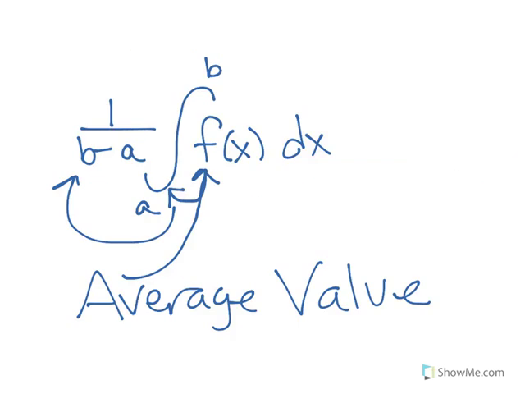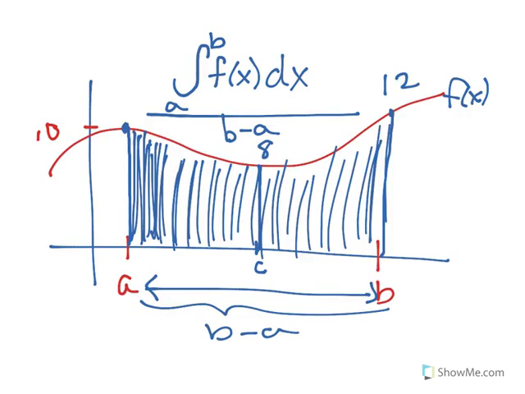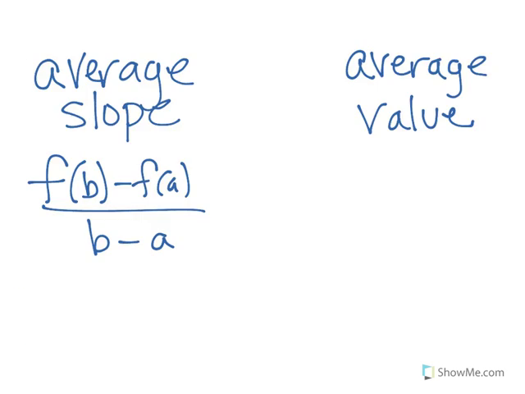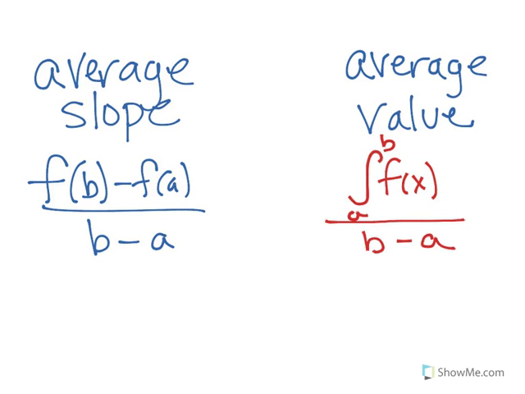The key new thing for today is about average value. Remember the difference between average slope, which is just f(b) minus f(a) over b minus a, and average value, which is the integral of a function over that interval that adds up every value in there, and then you divide that by b minus a.